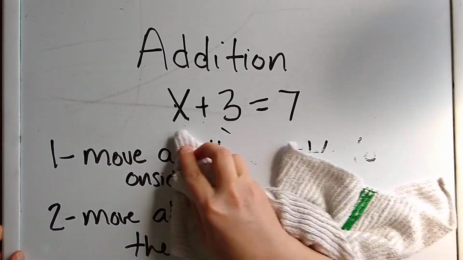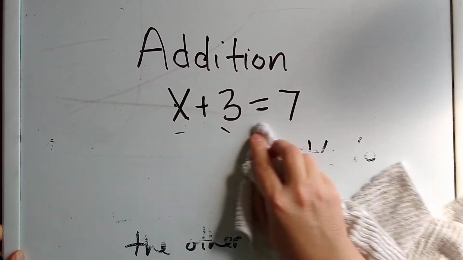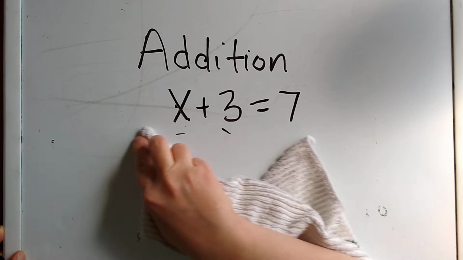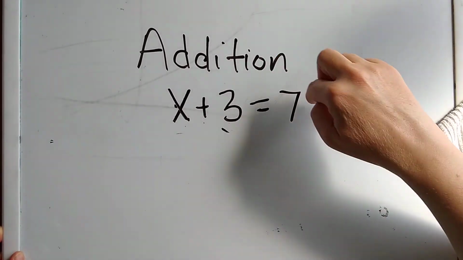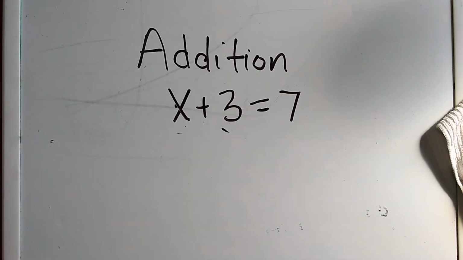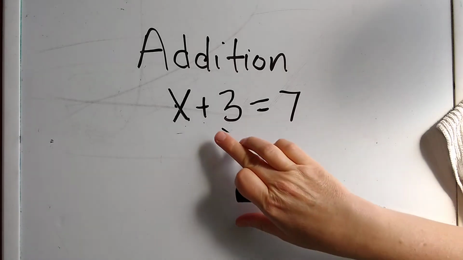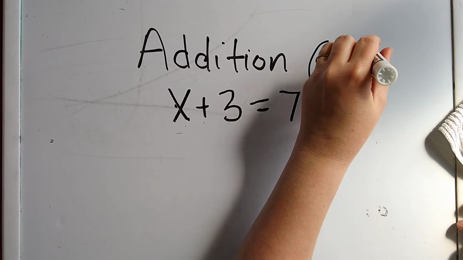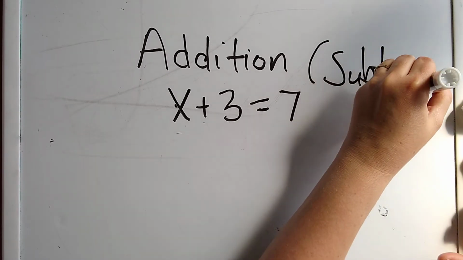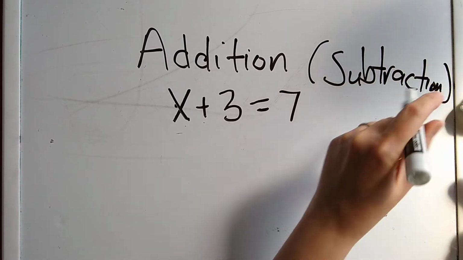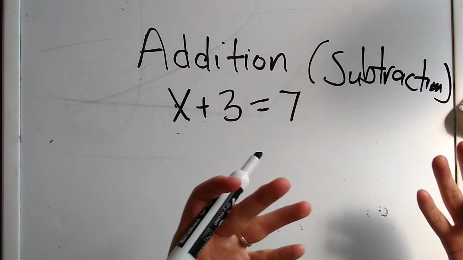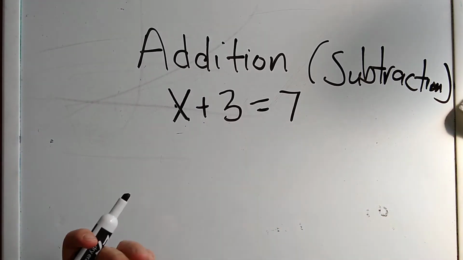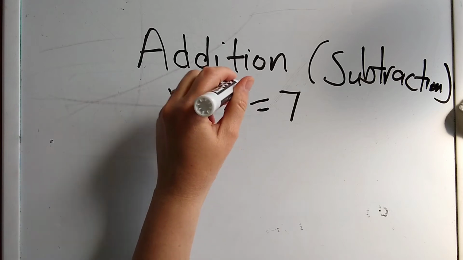So with addition, we're looking at moving this number right here, okay, over to this side, right? And to do that, we're going to use subtraction. So addition uses subtraction, okay, not surprisingly. It's going to use what's called the opposite, the inverse operation, right? So we're going to use subtraction.